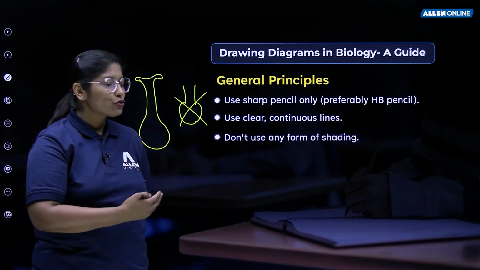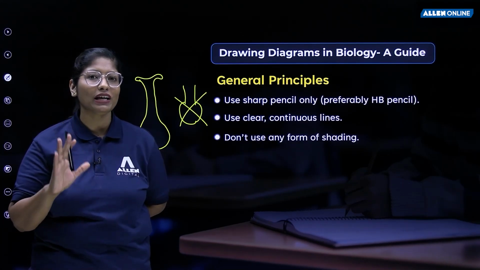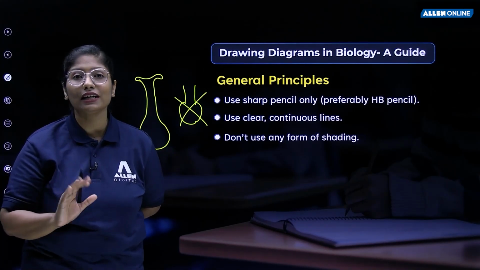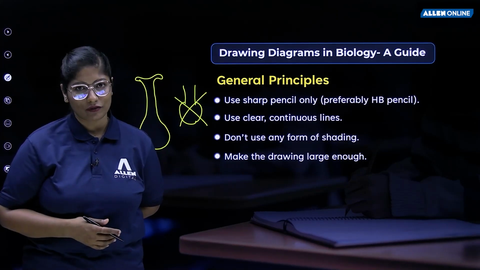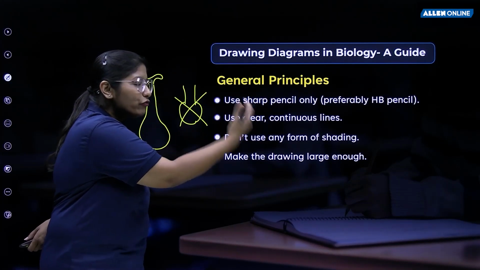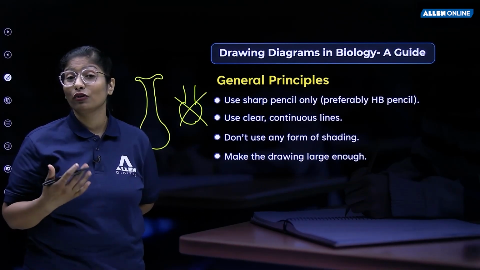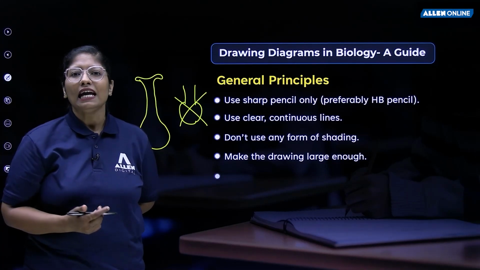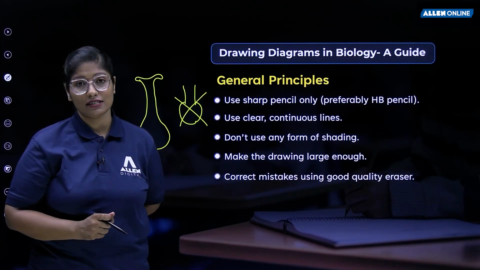Next is, you should not use any form of shading. Okay, shading should be avoided. You don't have to shade the diagram. Next point is, make the diagrams large enough. Okay, so try to cover the majority, 50 to 60% of the portion of your page when you are drawing the diagrams. Okay, next is that correct the mistakes using a good quality eraser.